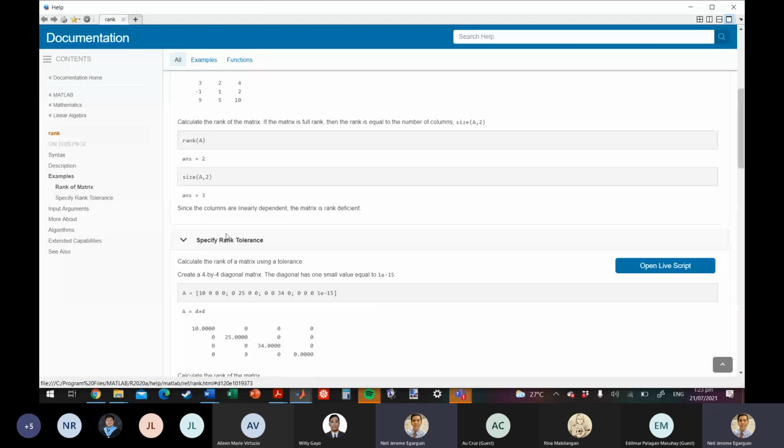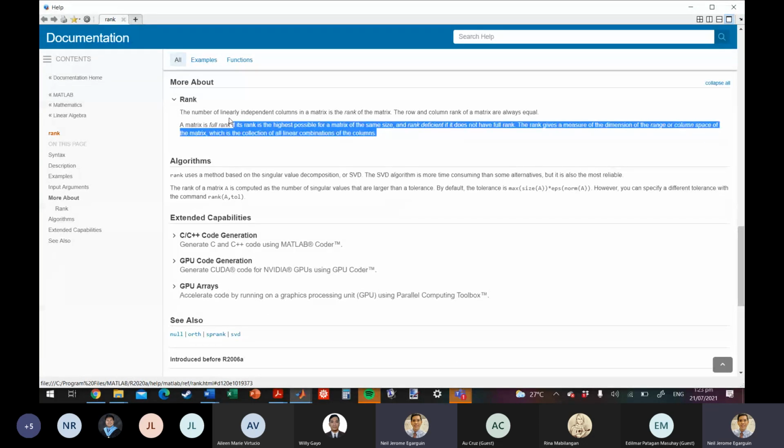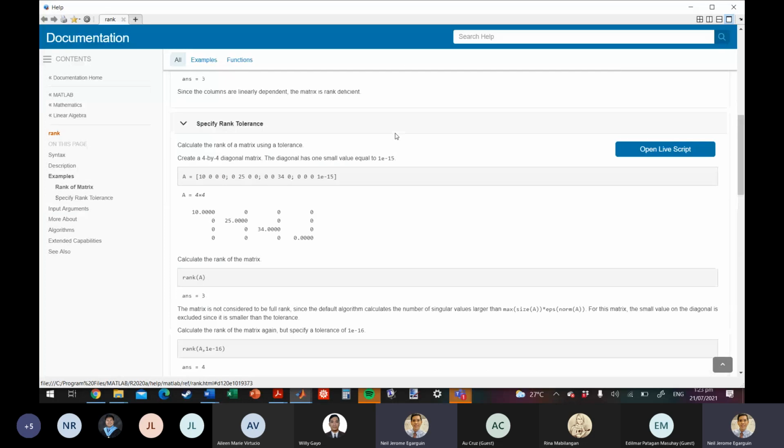Sabihin niya rin, kasi bibigyan ng mga description. It even has some information about the things that you are computing. So for instance, MATLAB describes the rank to be the number of linearly independent columns in a matrix. Okay. It also says that the row and column rank of a matrix are always equal, something that we will mention next time, and so on. Okay.